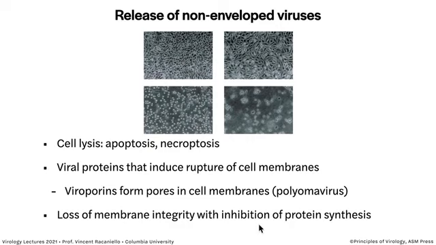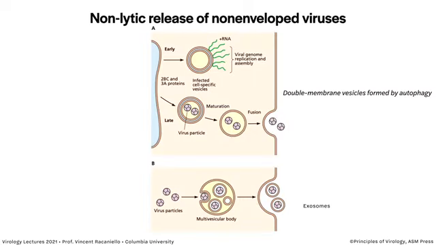Many viruses inhibit protein synthesis, causing a lack or a loss of membrane integrity, and that lets the viruses out as well. So this whole process of cells dying and falling apart, that releases the particles. But there's also a role for non-lytic release of non-enveloped viruses. For example, here is a cell infected with poliovirus, and in these cells, the viral proteins induce the formation of double membrane vesicles, and on the surface of those is where the RNA is replicated and where new particles are assembled. These are thought to be formed by autophagy.